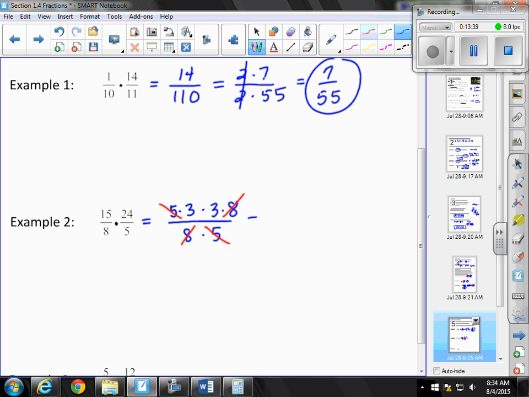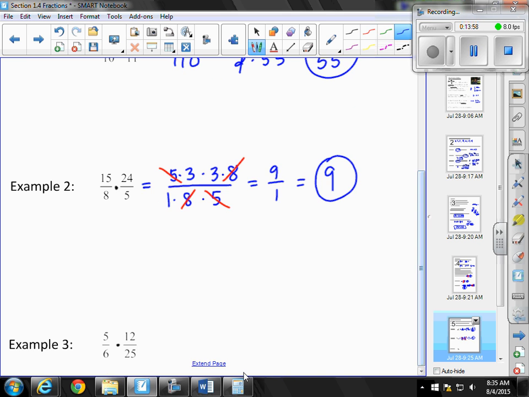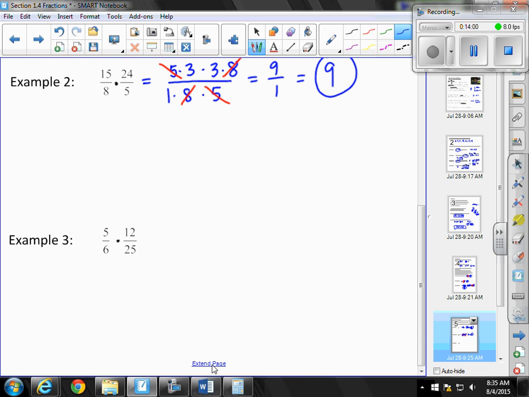And what we're left with, you can always think you have a factor of 1. If everything else cancels out, you have a factor of 1. 3 times 3 is 9 over 1, which I can reduce to the integer 9. So if you can reduce your fractions down to an integer, you want to do so, always writing them in the simplest terms possible.